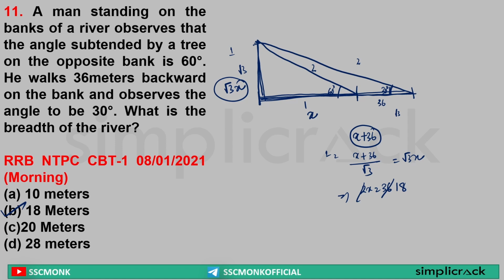Yes or no? Because it has asked what is the breadth of the river. See what it has given. This was the river. On one side the man was standing, on another side the tree was there. So this was the length of the river, or the breadth of the river, sorry. So what is the value of x? It is 18 meter. Clear?